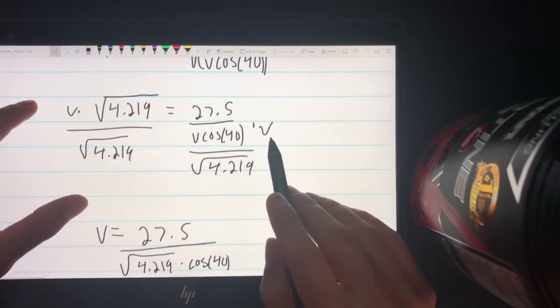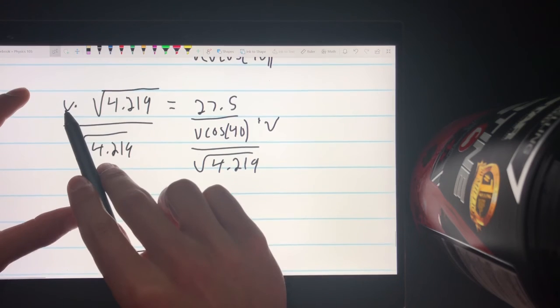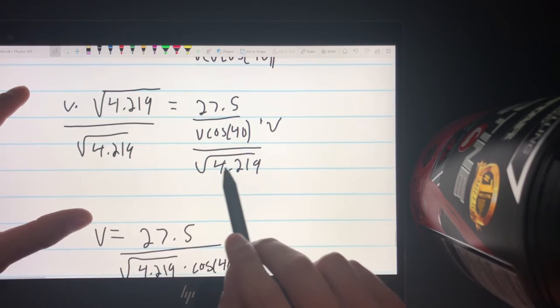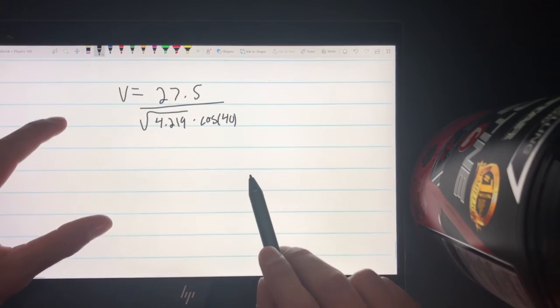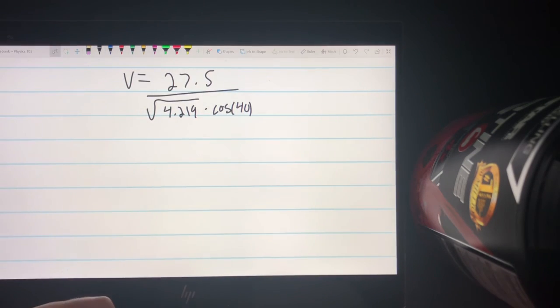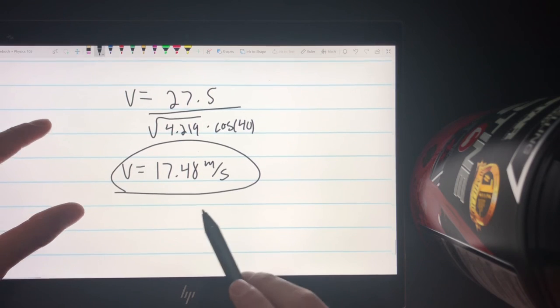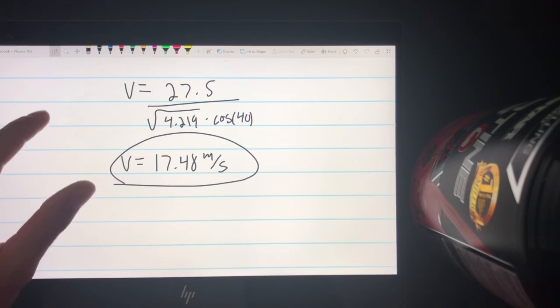This next step, I multiplied both sides by v, as well as divided both sides by 4.219, and this left us with a value for v that we can solve for. So when you solve, you get v is equal to 17.48 meters per second.